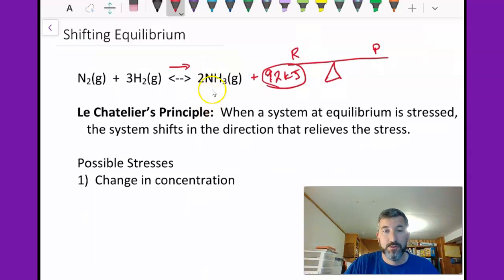So a couple of things we can do to produce more ammonia. One thing we've already said, take away some ammonia, which is going to make the reaction shift forward to produce more. Add more nitrogen or hydrogen or both. That's going to cause the reaction to shift forward to use it up. Or we can take away some heat. We can lower the temperature. That's going to favor the exothermic reaction. That's going to give off more heat. Okay.